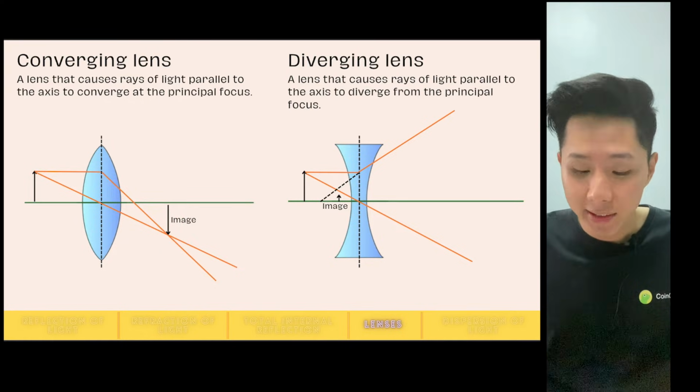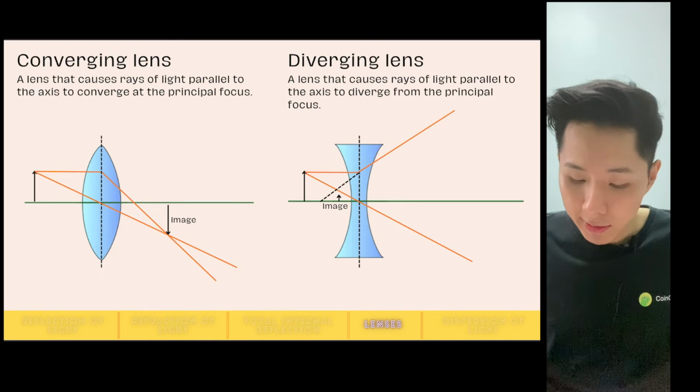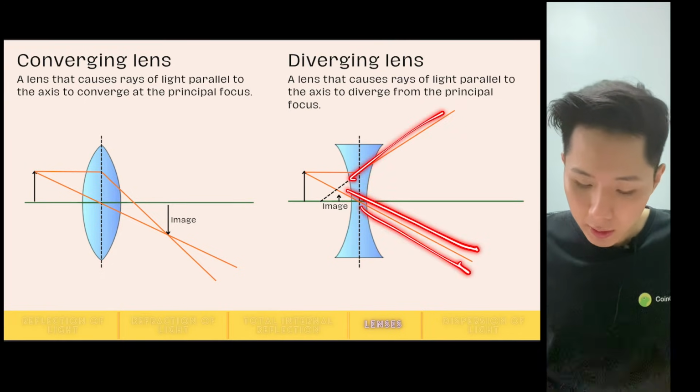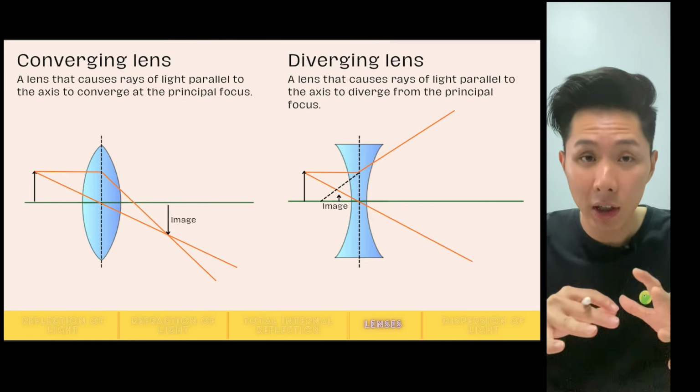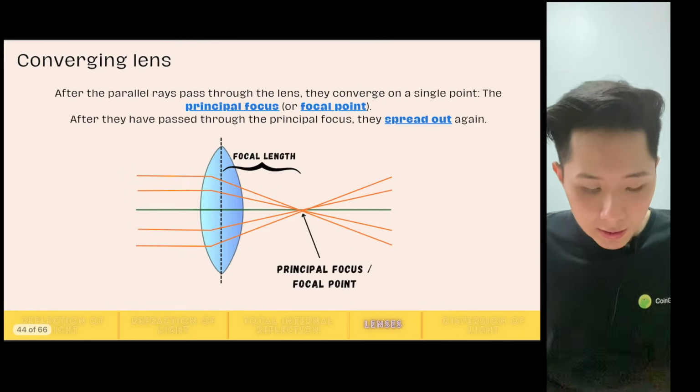Whereas the other lens is called the diverging lens. It causes rays parallel to the principal axis to diverge. So it basically causes the light rays to spread out. So let's look into the converging lens first.